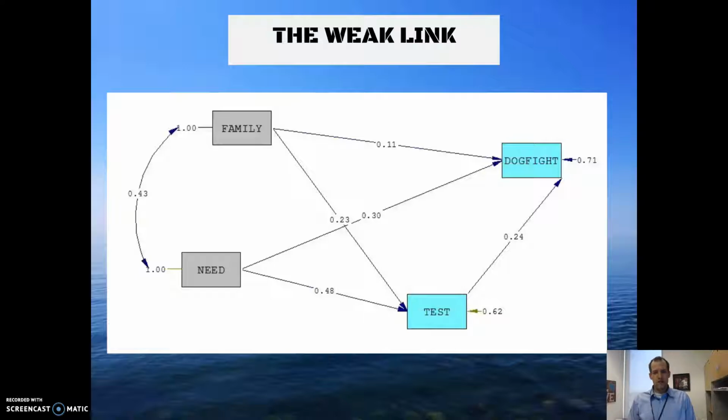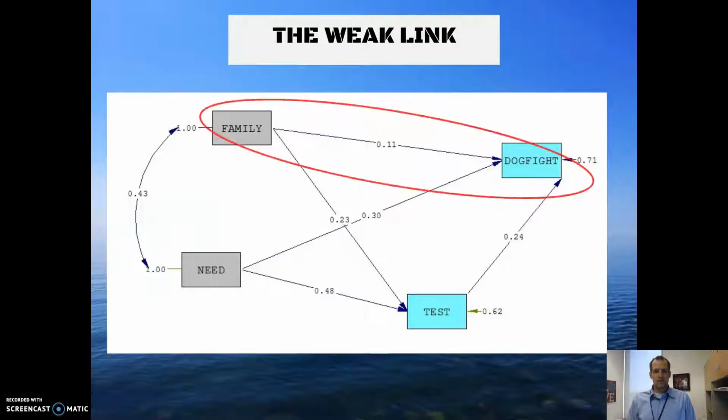So you might notice, and this is a fully identified model, that this relationship right here seems to be the weakest link of the rest of this model. So we might think maybe our model would be better without that relationship. Well, let's check it out.